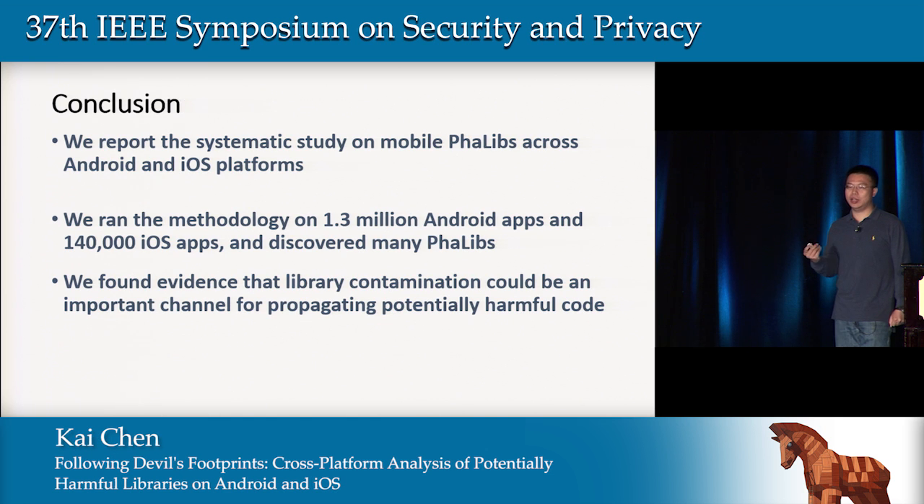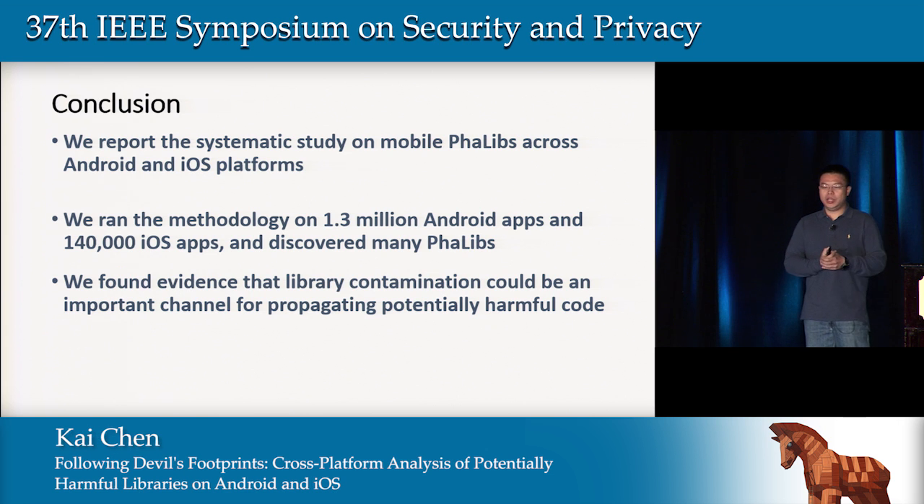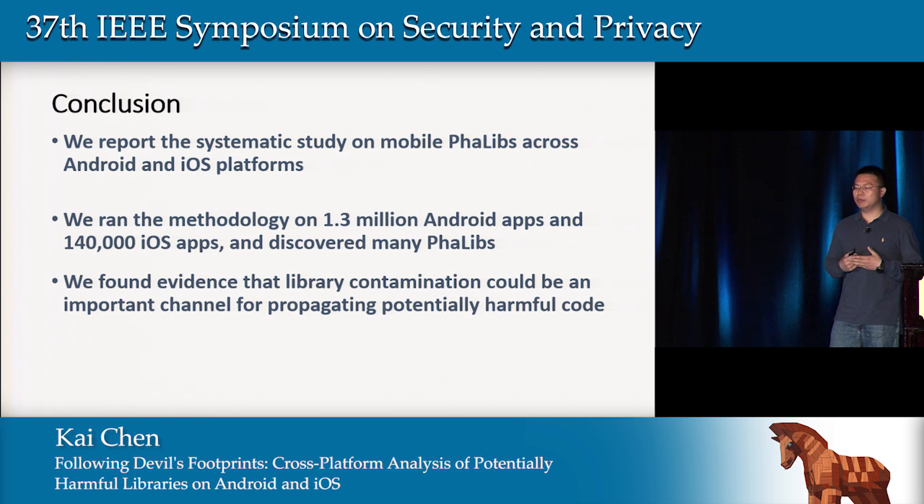So here's the conclusion. We report a systematic study on mobile PHA libraries across Android and iOS platforms. We ran the methodology on 1.3 million Android apps and 140,000 iOS apps, and discovered many potentially harmful libraries. We found evidence that library contamination could be an important channel for propagating potentially harmful code.